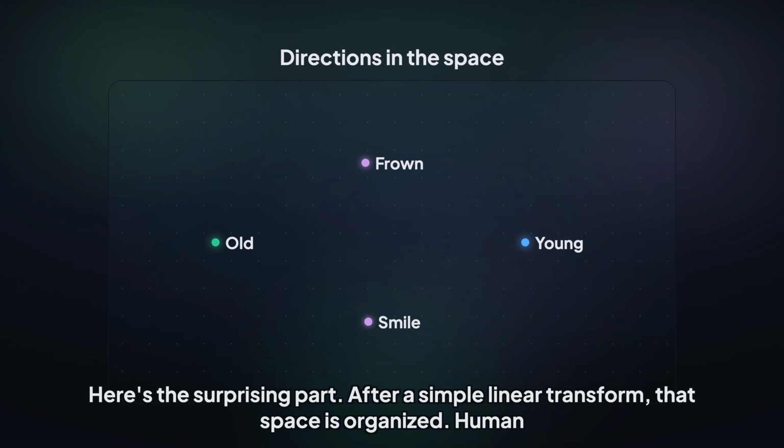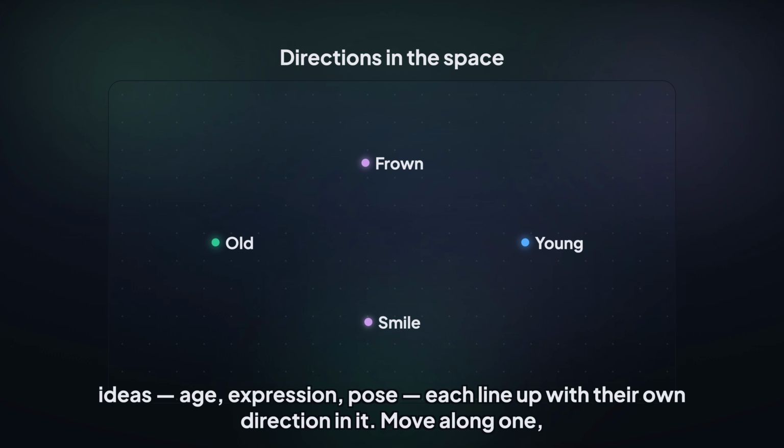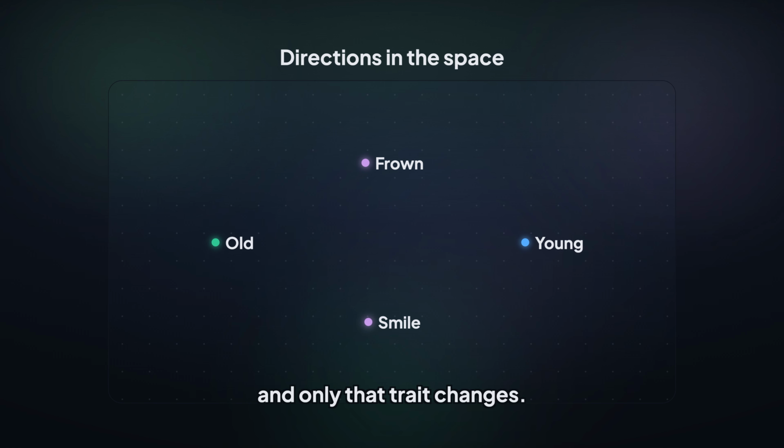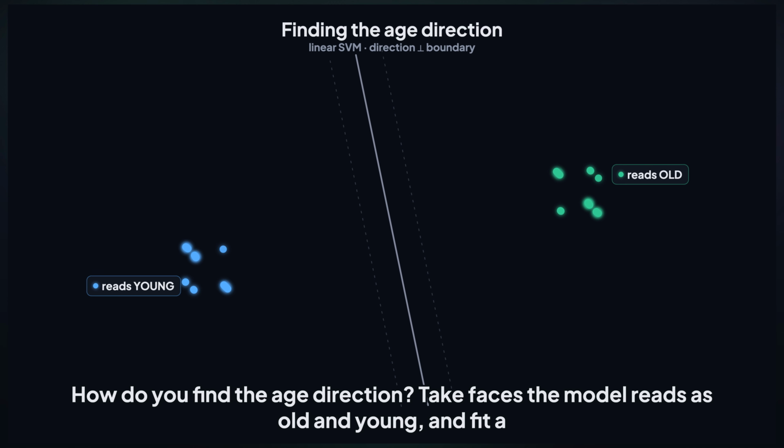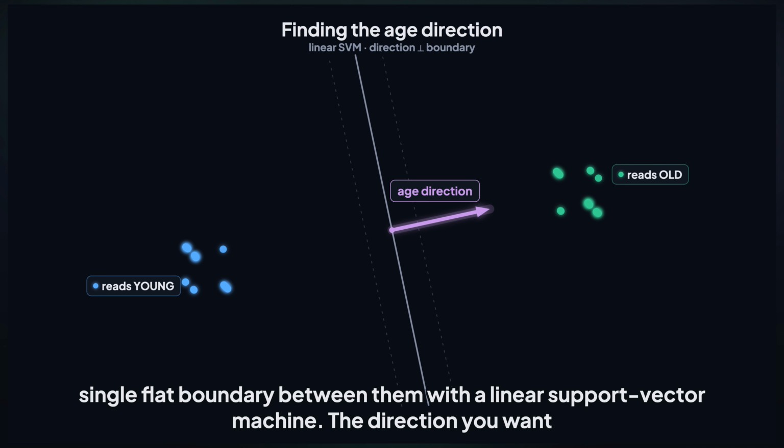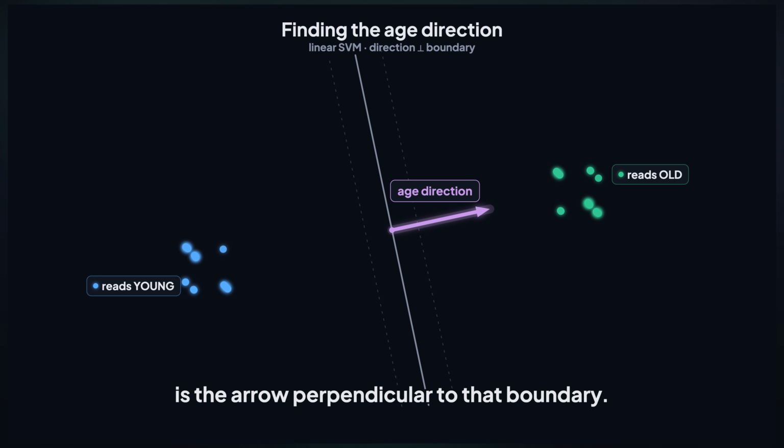Here's the surprising part. After a simple linear transform, that space is organized. Human ideas, age, expression, pose, each line up with their own direction in it. Move along one, and only that trait changes. How do you find the age direction? Take faces the model reads as old and young, and fit a single flat boundary between them with a linear support vector machine. The direction you want is the arrow perpendicular to that boundary.